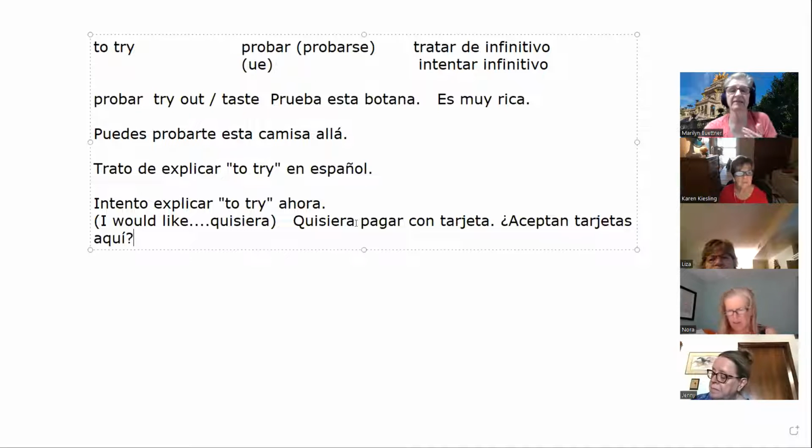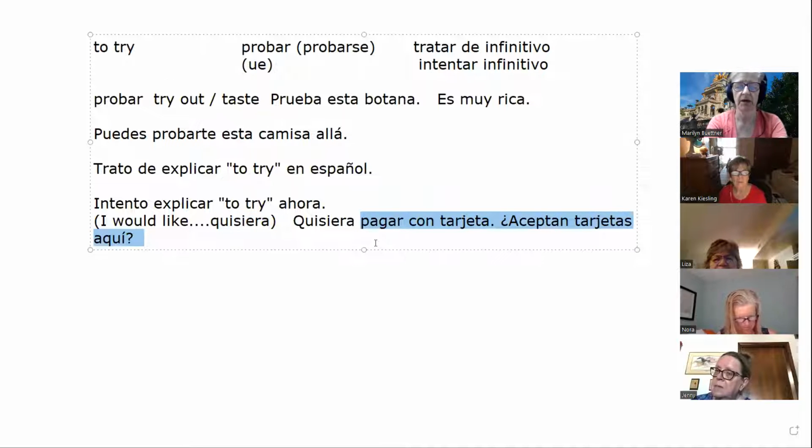But quisiera intentar, it gets excessively long. You know, I would like to try to, yeah. It gets a little long for what you want to use. Okay, so do know that whenever you want to use that word quisiera, you could say quisiera intentar.